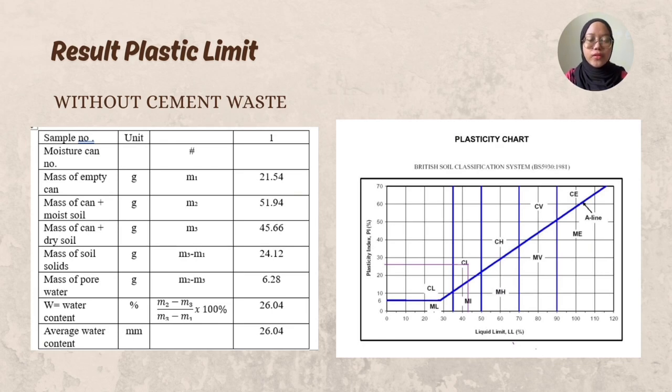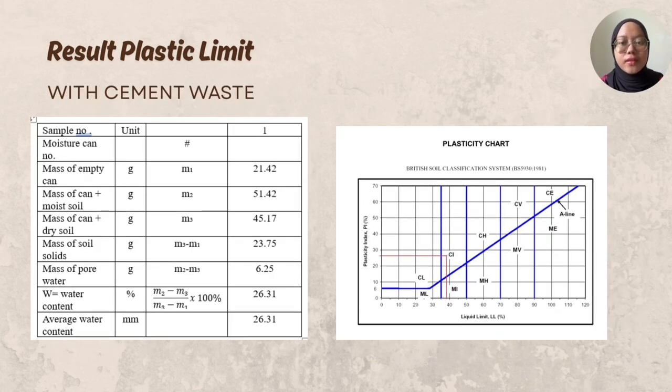Next, the result shows the plastic limit for without cement waste. The plastic limit is 26.04%. This indicates that the soil remains plastic until the moisture content decreases to 26.04%. Below this value, the soil becomes semi-solid and starts to crack or crumble.